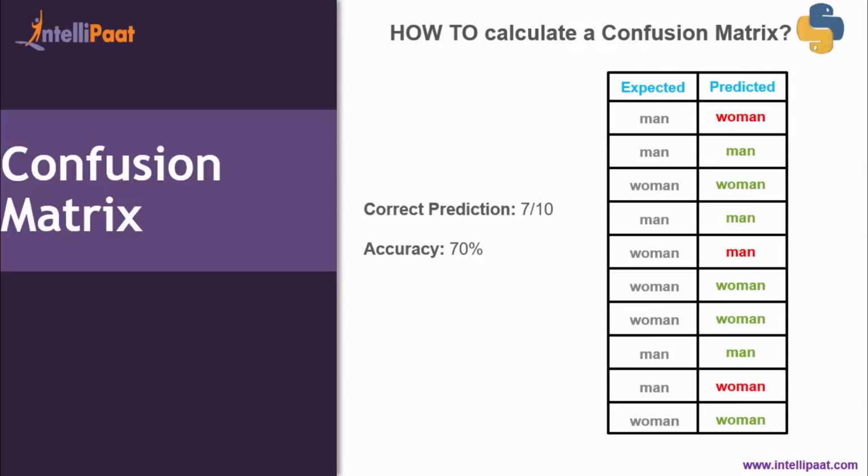So here's an example. We have some expected output and a predicted output for that. From here you can see that all the red color results are the incorrectly predicted values and the green ones are the correct ones. So in total we have 7 correct predictions out of 10. So from here you can say that the accuracy of your model is 70%.